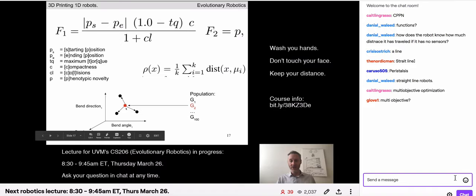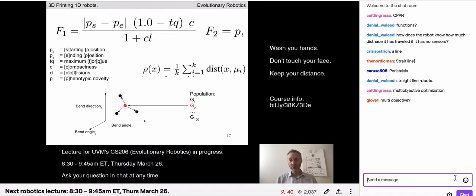We sum up all of those distances, and we can normalize by k, and we're going to try and maximize this P. I don't know why it's rho here; this should probably be P. We're going to try and maximize this term. We want to select for robots that are as far from other robots in the population, where far represents that they have very different shapes and therefore probably very different behavior.